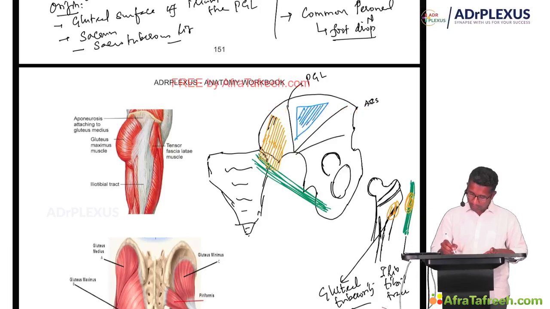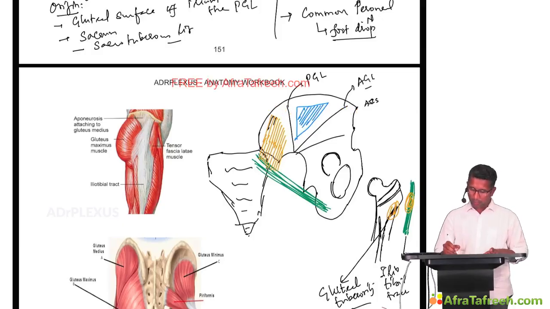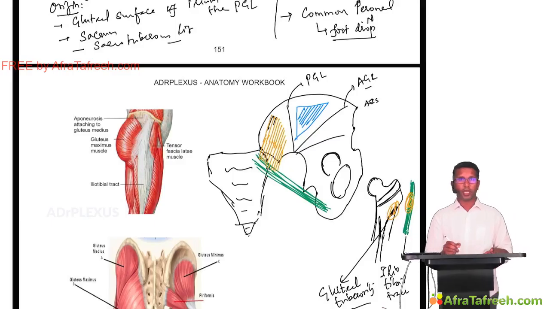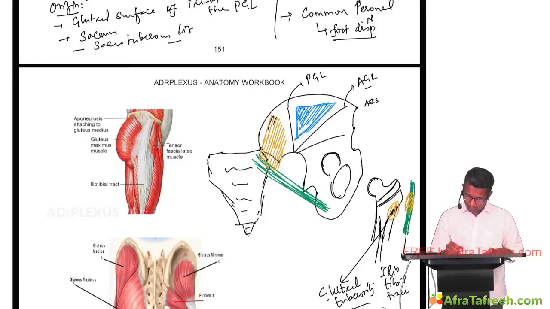So what is this line called? This line is called the anterior gluteal line. And this muscle which is present between the anterior gluteal line and the posterior gluteal line is called the gluteus medius muscle.